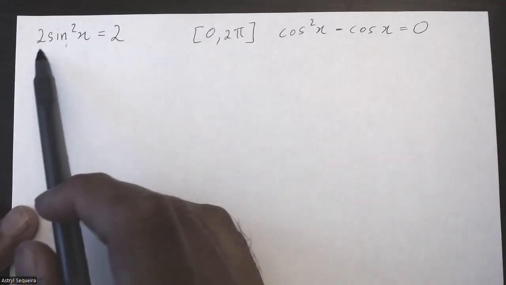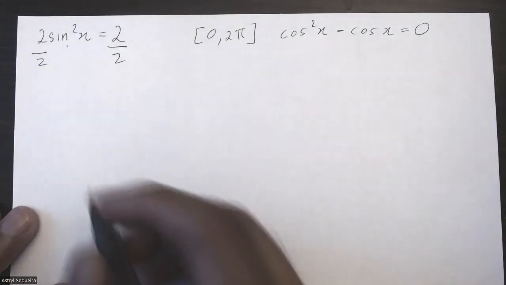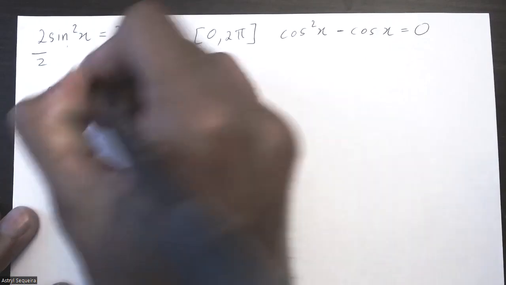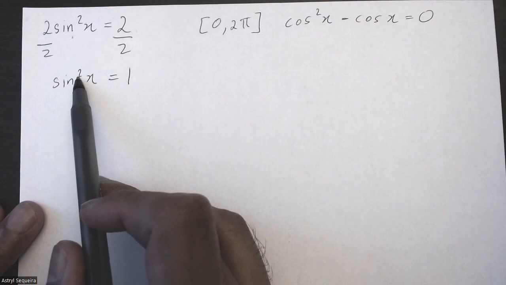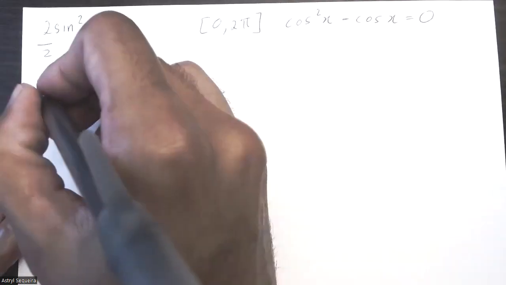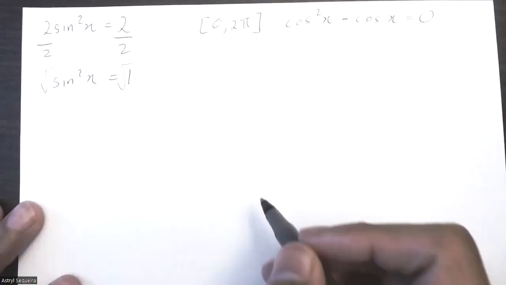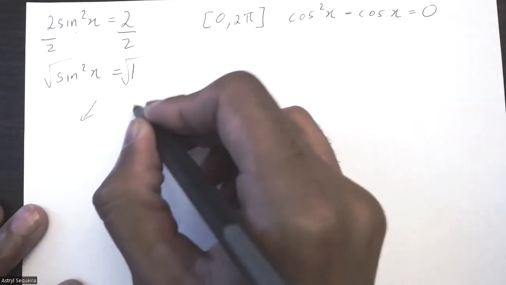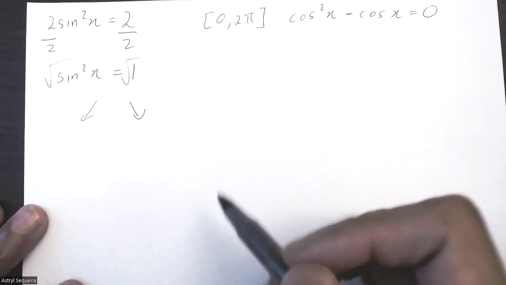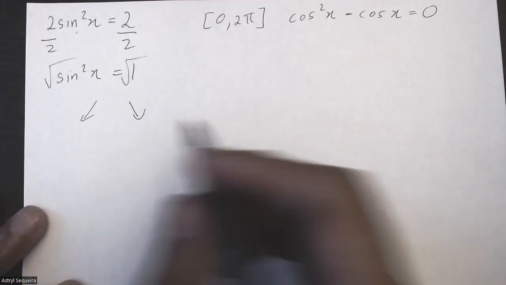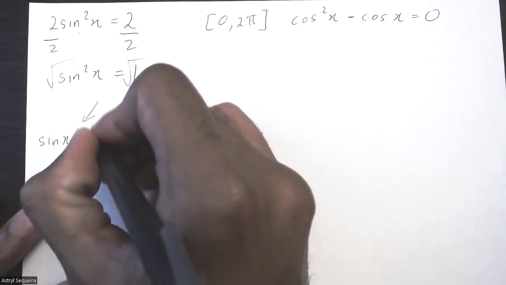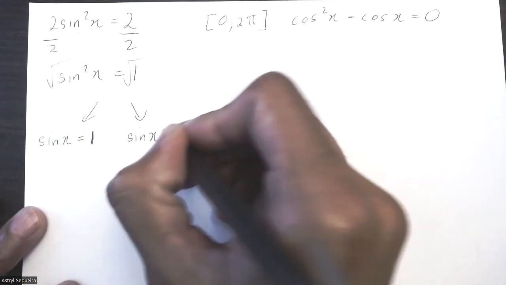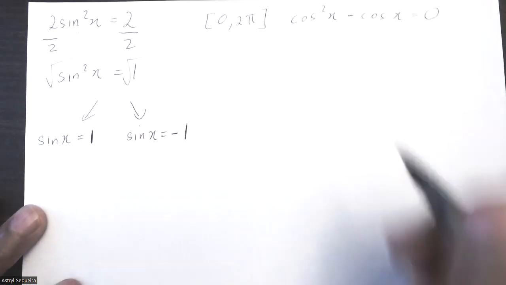For this one here, the first thing I'm going to do is divide both sides by 2. So I'll have sine squared x equals 1. And then I want to get rid of the square, so I want to square root both sides. Now, when you square root both sides, it's going to split into two different equations because a square can split into a positive or a negative number. So here I have sine x equals positive 1 or sine x equals negative 1.